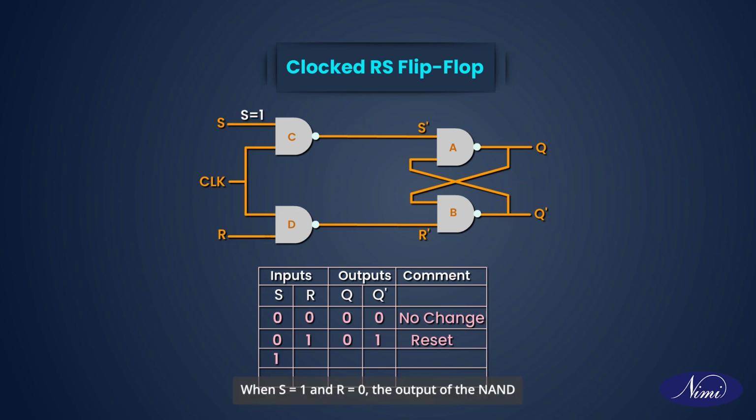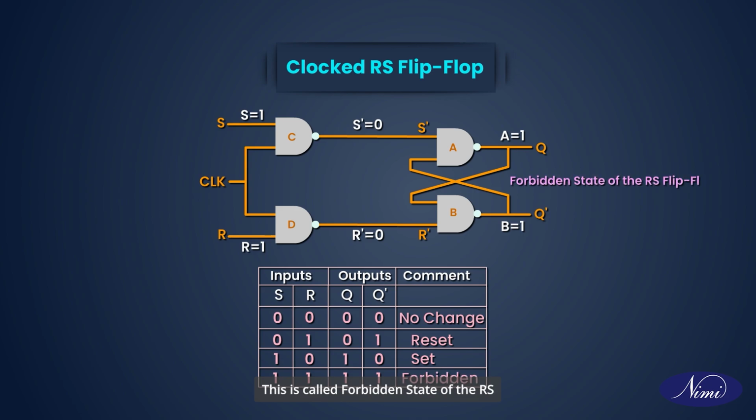When S is equal to 1 and R is equal to 0, the output of the NAND gates C and D are S bar is equal to 0 and R bar is equal to 1. The output of the NAND gate A is 1 and that of NAND gate B is 0. This is called set state of the RS flip-flop. When S is equal to 1 and R is equal to 1, the output of the NAND gates C and D are S bar is equal to 0 and R bar is equal to 0. The outputs of both NAND gates A and B try to become 1, which is not possible. This is called forbidden state of the RS flip-flop.